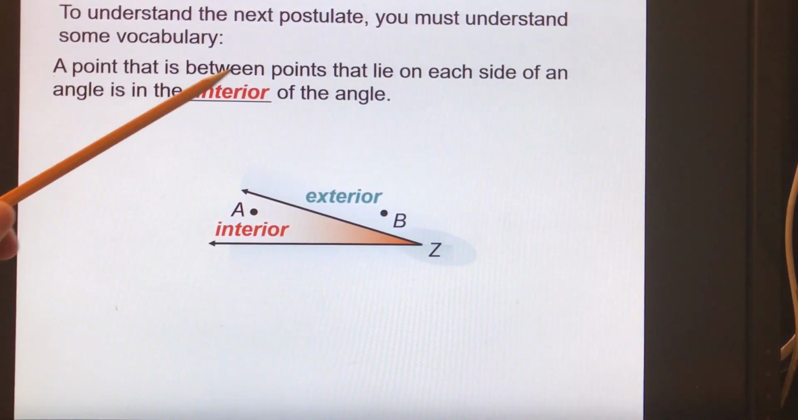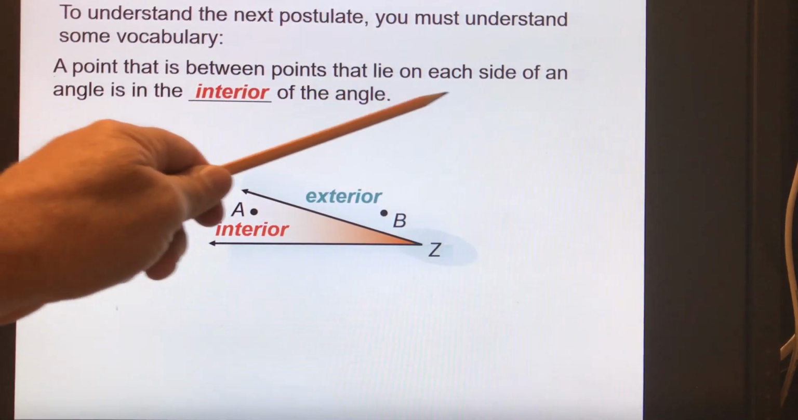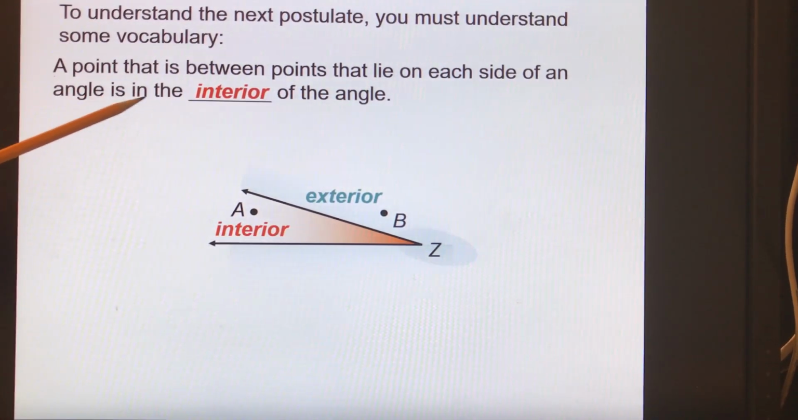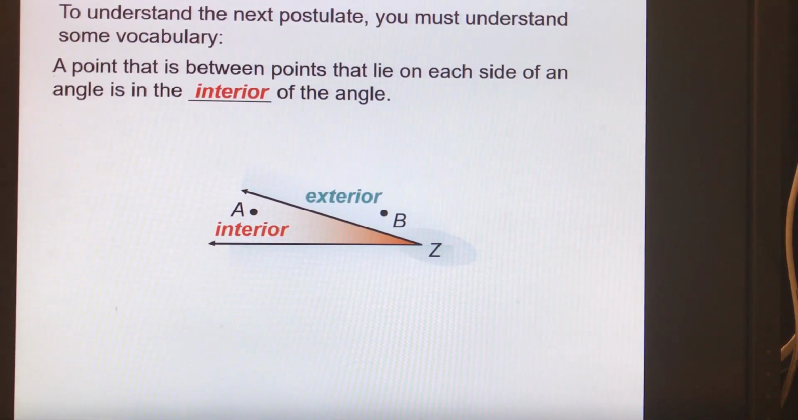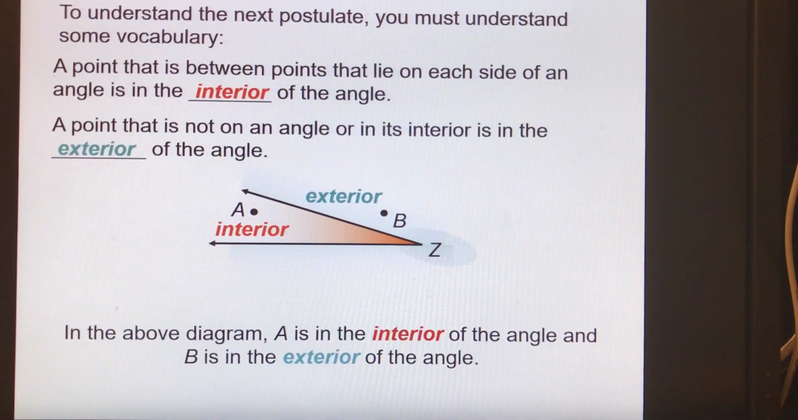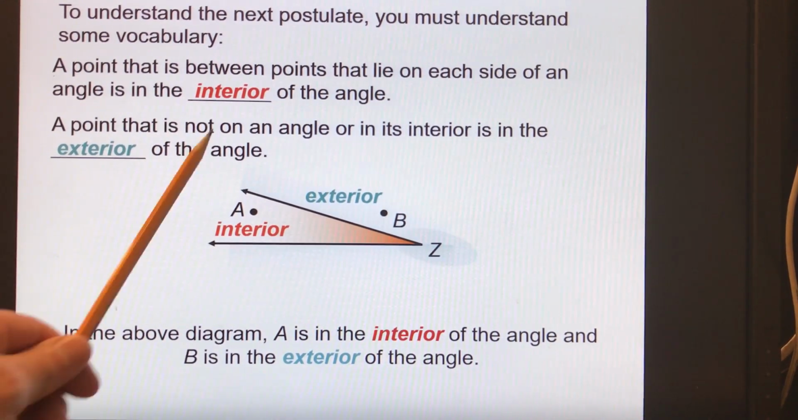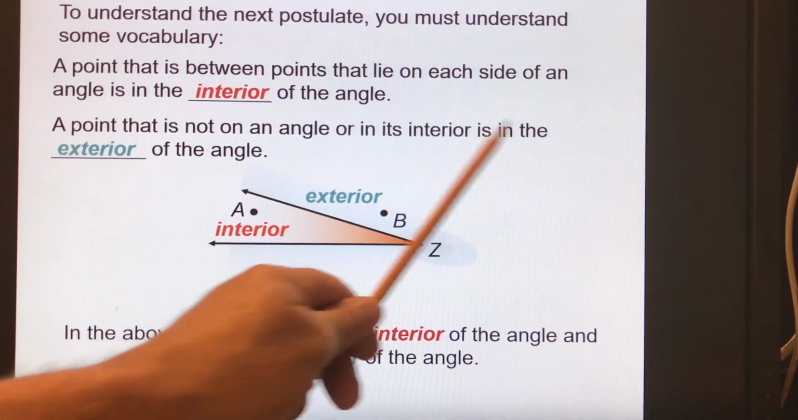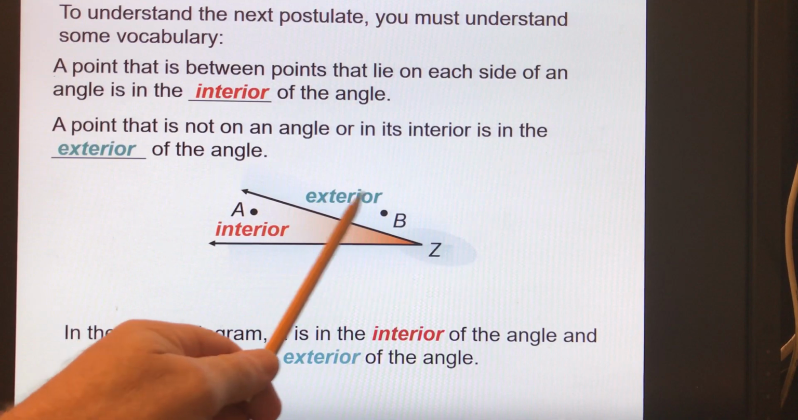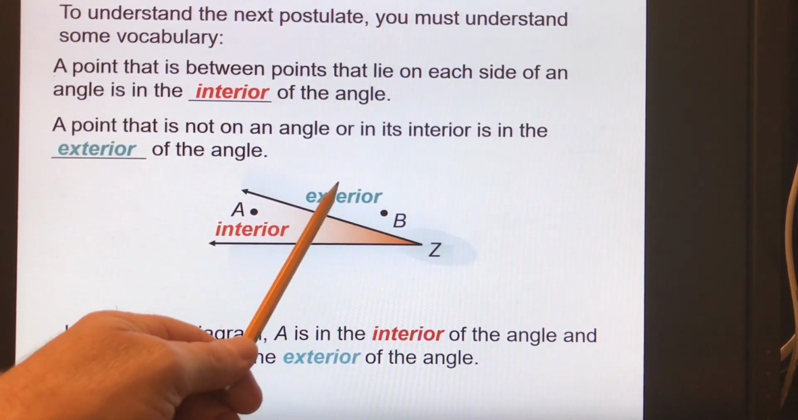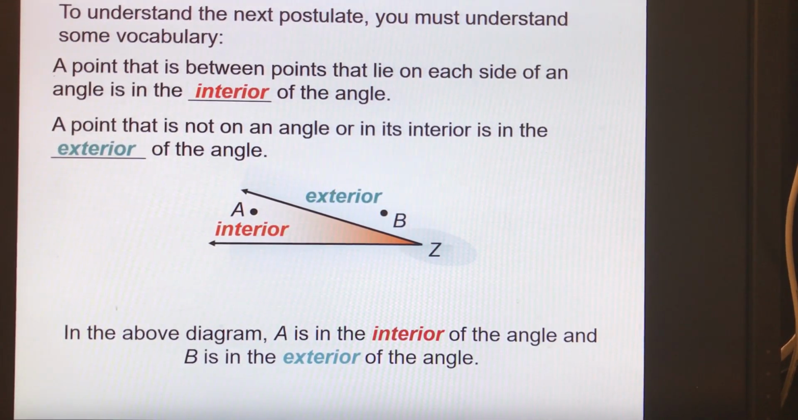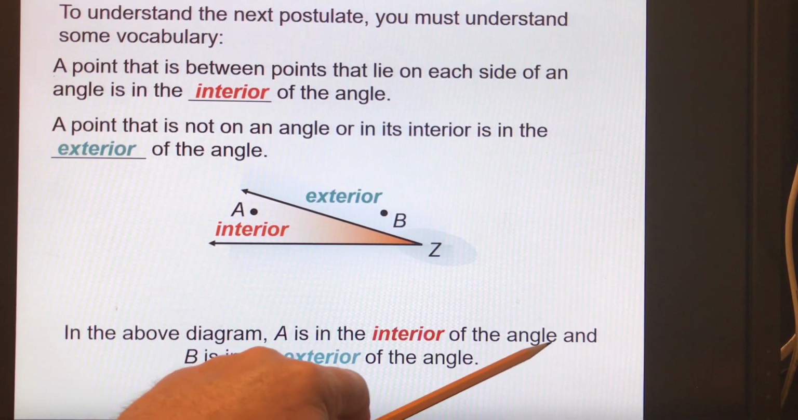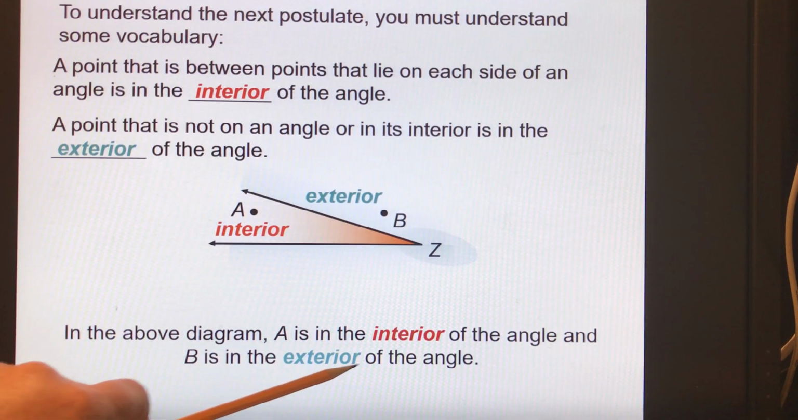The point that is between points that lie on each side of an angle is in the interior of the angle. And of course, the point that is not on an angle or in its interior is in the exterior of the angle. It just means it's on the outside here. Okay. And then in the above diagram, A is in the interior of the angle and B is in the exterior of the angle.